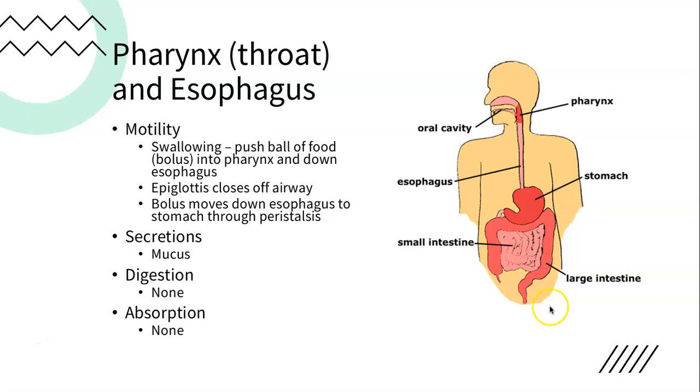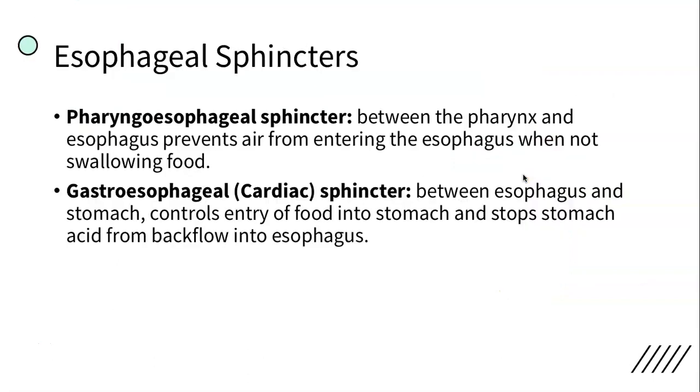The bolus then moves down the esophagus to the stomach through what is called peristalsis, or basically rhythmic contractions of the smooth muscle that push the ball of food, or the bolus, down. Does the pharynx and esophagus secrete anything? Not much, just mucus to make sure everything's getting coated and sliding along correctly. No digestion is happening here, and no absorption is happening here.